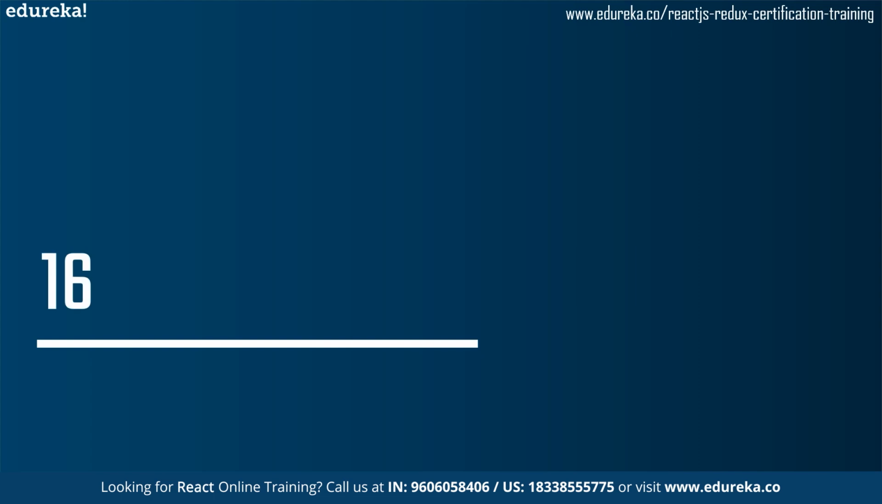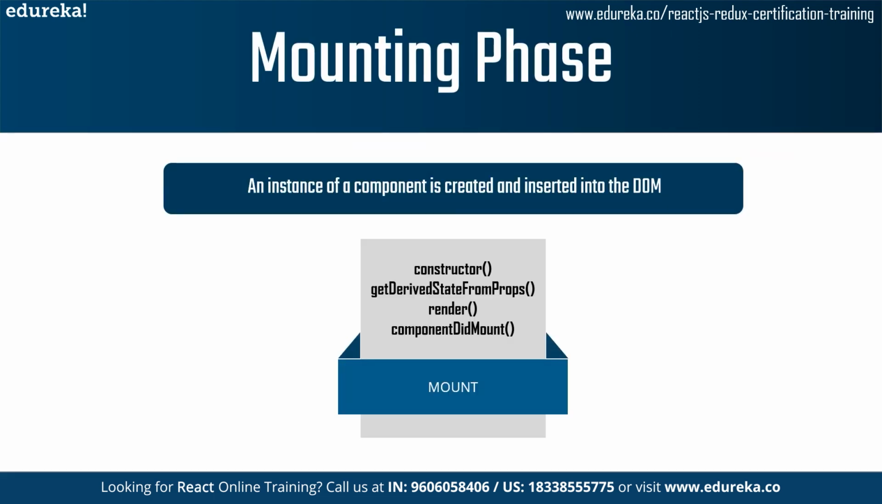Let's start with the mounting phase. Here mounting means putting elements into the DOM. React has 4 built-in methods that get called in this order when mounting a component. The first one is constructor. The second one is getDerivedStateFromProps. The third one is render. And the final one is componentDidMount. Here the render method is required and is always called, and the others are optional and will be called if they are required.